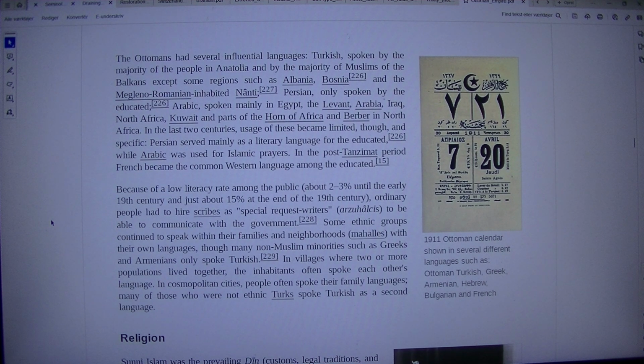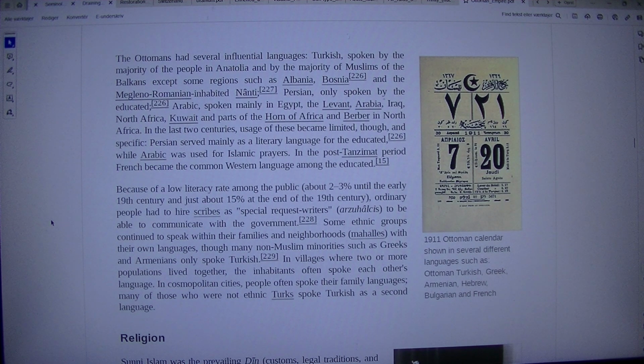Persian, only spoken by the educated. Arabic, spoken mainly in Egypt, the Levant, Arabia, Iraq, North Africa, Kuwait and parts of the Horn of Africa, and Berber in North Africa.